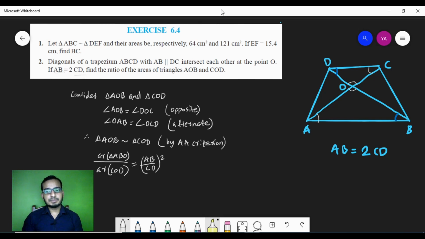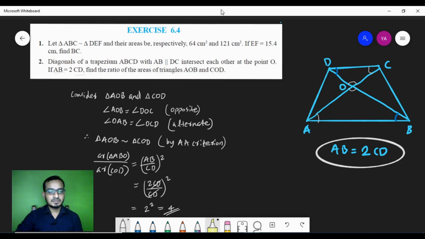Now we can substitute AB is equal to 2CD here. So it will come like this: equal to 2CD by CD, all squared, and here CD can be cancelled. Now it remains only 2 squared, that is 4, right? So we got the answer. The ratio of areas of these two triangles is 4, or we can say 4:1.